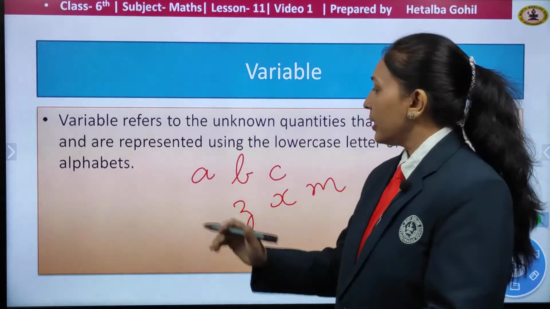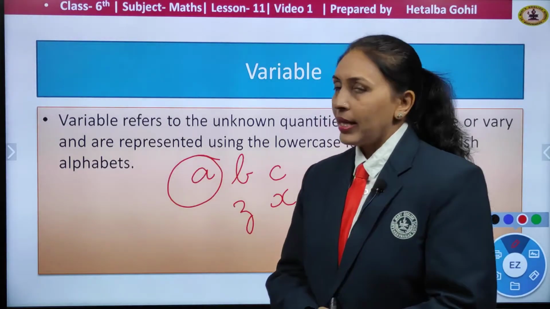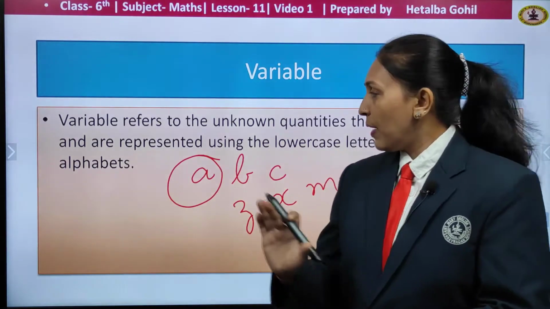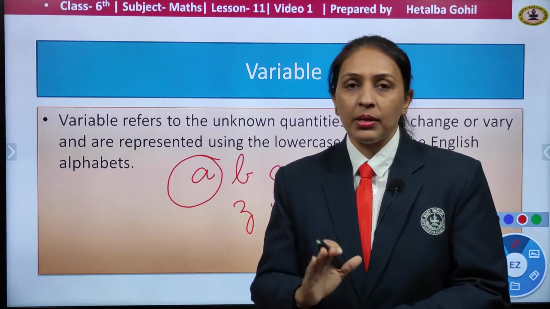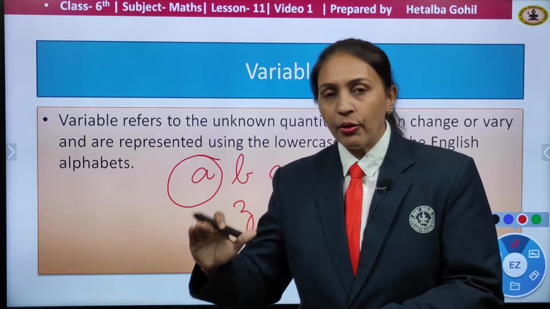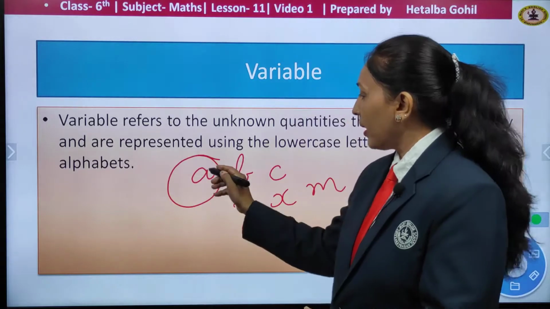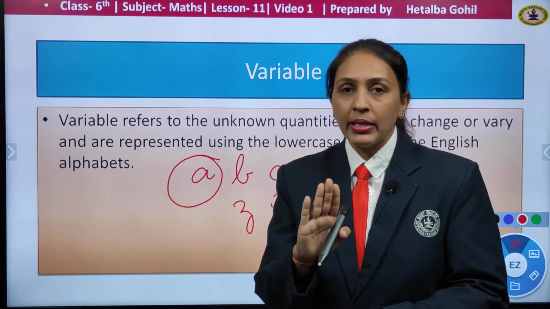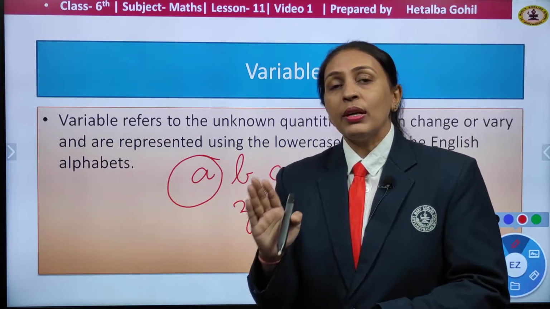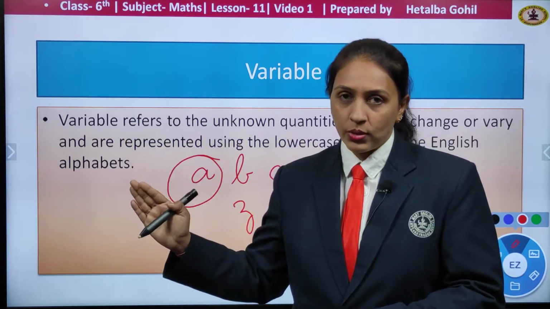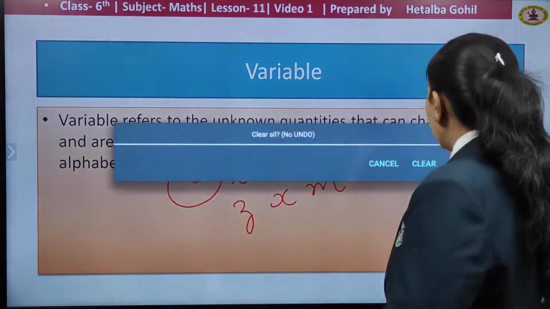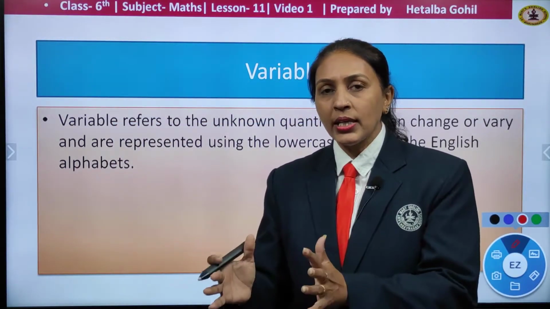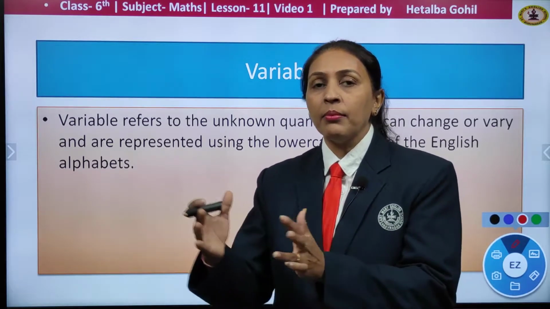And children, this alphabet that we call a variable, in a particular condition or situation, the value of this variable is never the same in all conditions. It may change according to the given condition. That means suppose I use the variable A in two different conditions, the value of A will not remain the same in both conditions. It will vary with each and every condition. So we can say that the value of a variable is not fixed, it varies, it will change with each and every condition we come across.